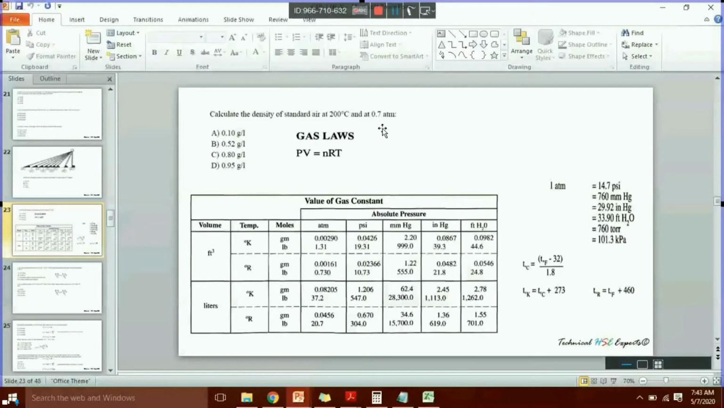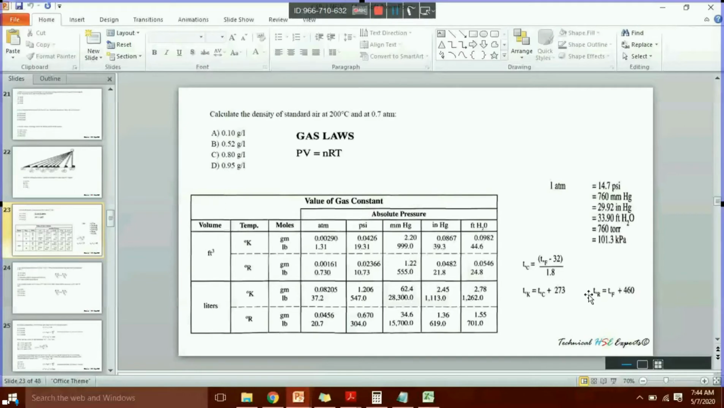See here, ATM is atmospheric pressure, which is absolute pressure in this case. And T is given in degrees Celsius. The temperature is given in degrees Celsius, so we need to convert this value to Kelvin, because Kelvin and Rankine are the absolute temperatures.